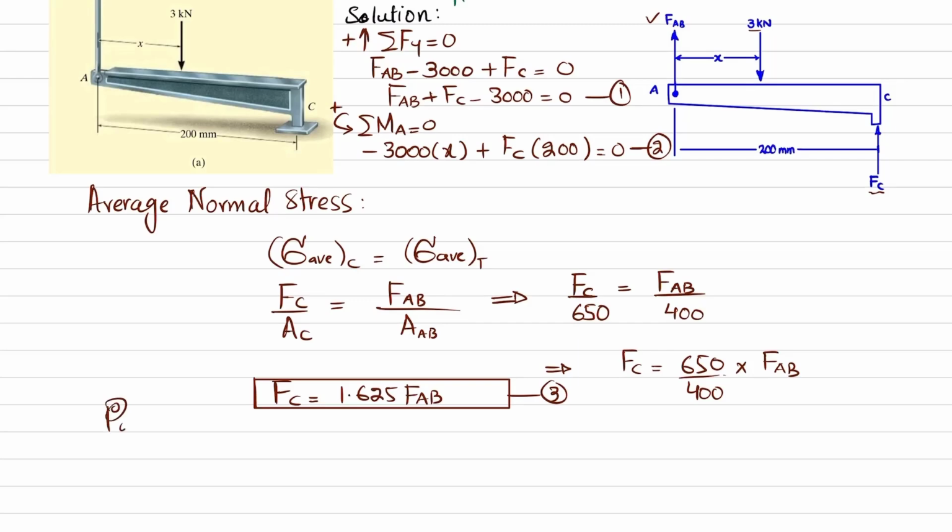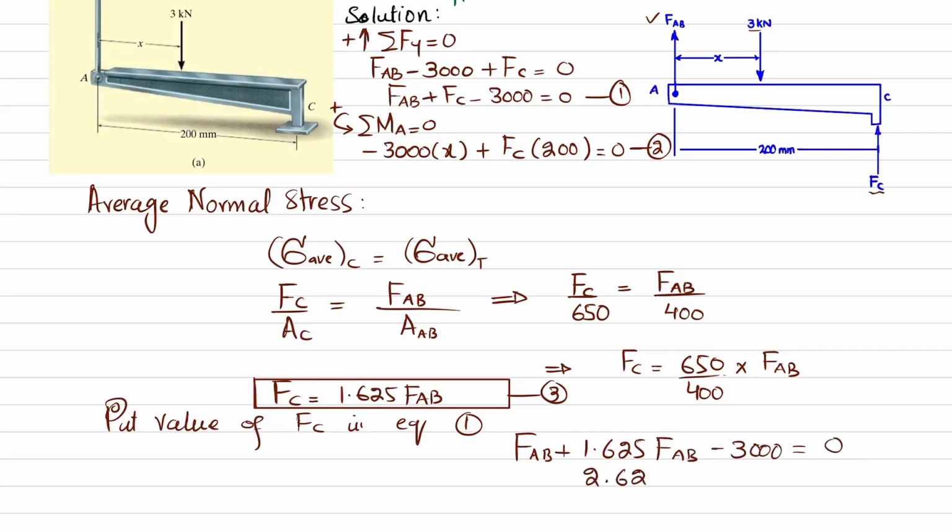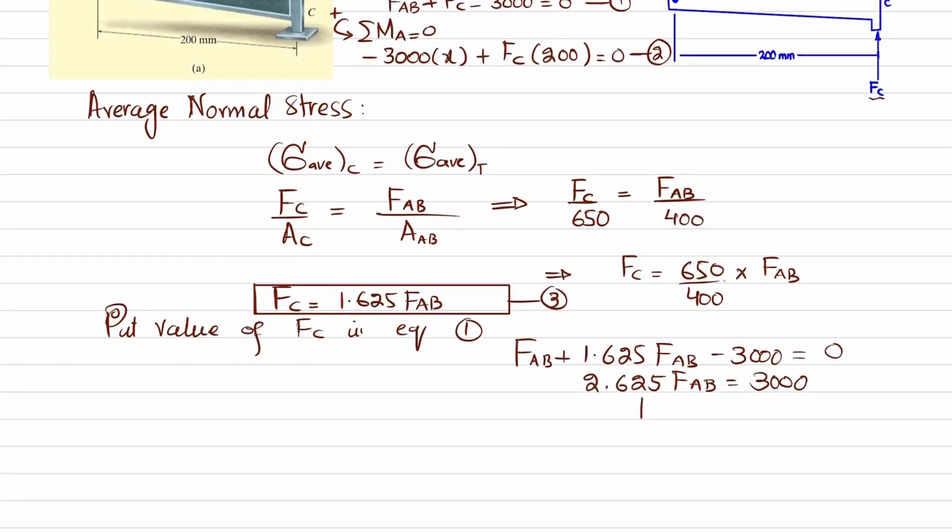Now put the value of FC in equation number 1. So when you put it, FAB plus FC, which will be replaced by 1.625 FAB, minus 3000 will be equal to 0. So 2.625 FAB will be equal to 3000 Newton. So FAB will be equal to 3000 divided by 2.625. So when you solve this, you will get FAB equal to 1143 Newton.